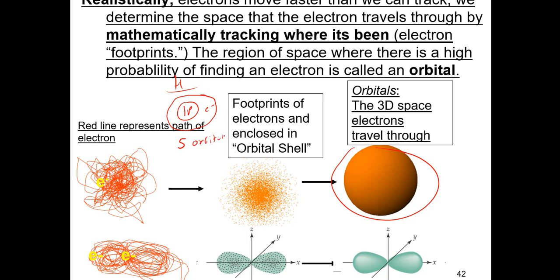Now they didn't get the letter s from spherical, but just run with it. That's a good little mnemonic trick. So think s orbital, spherical shell.